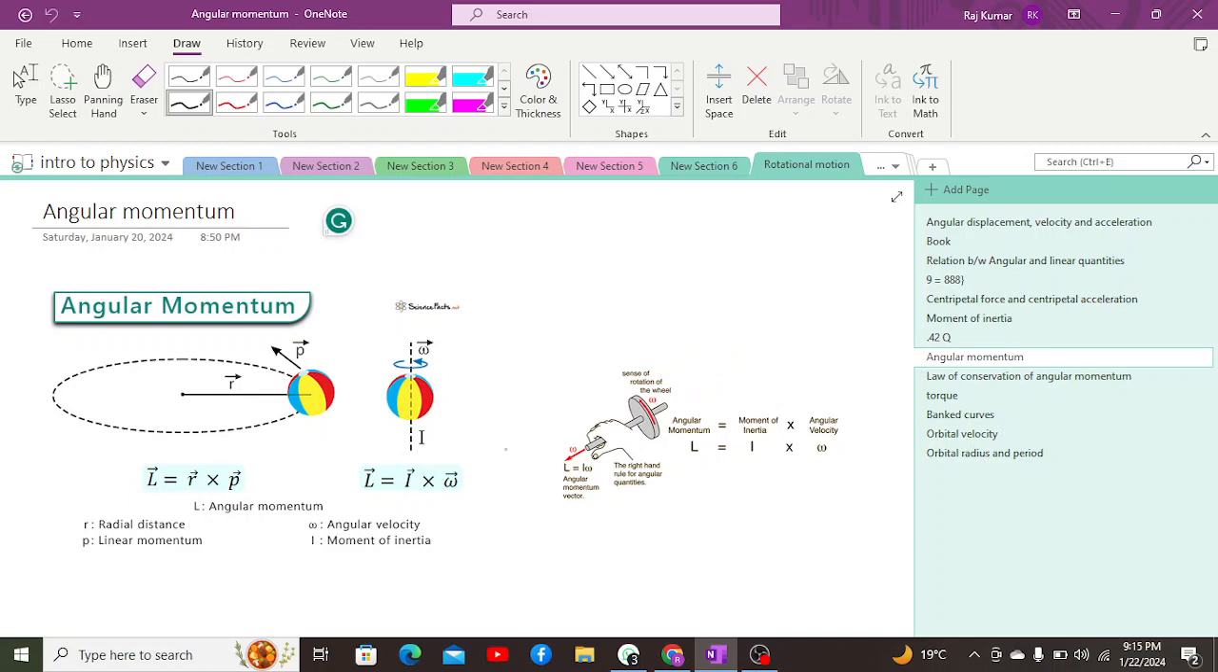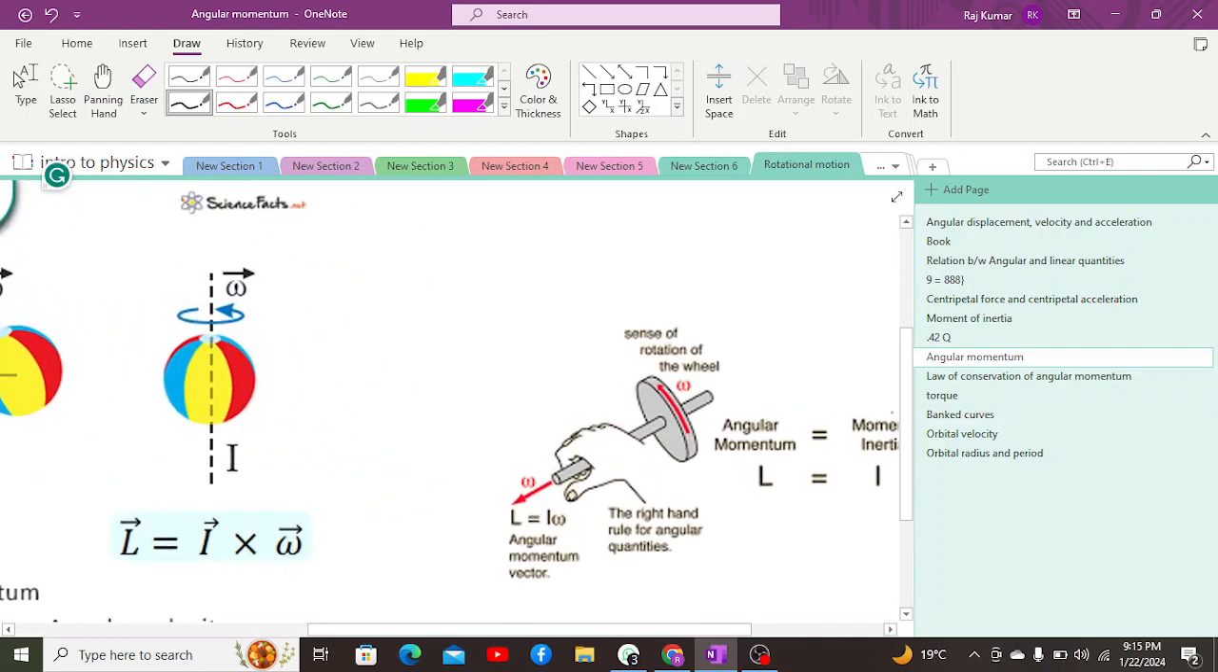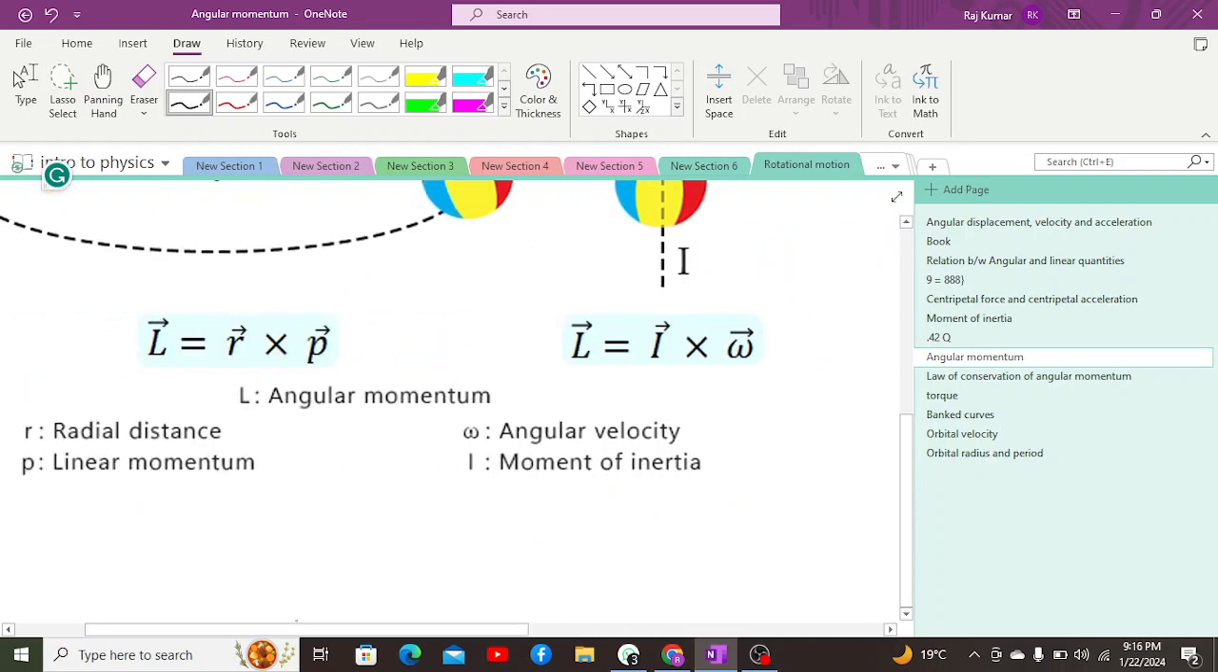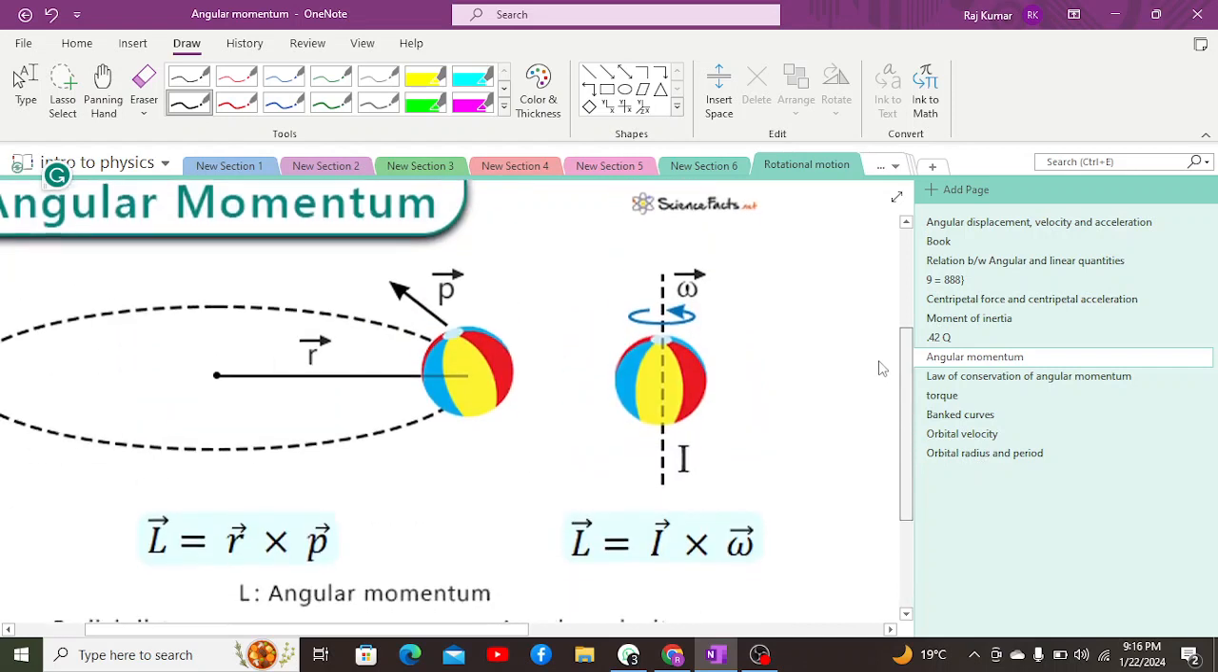Now coming to another concept, which is angular momentum. Angular momentum is defined as the momentum which tends to keep the body in its angular motion, or the quantity of angular motion, like we have linear momentum. Apart from that, it is a vector quantity. It is represented by L, and it is the cross product of position vector and linear momentum.